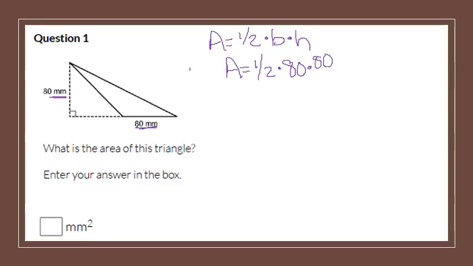So then all I'm going to do is multiply this out. If you would like to use your handy dandy calculator, feel free. And you're going to multiply 1/2 times 80 times 80. And you do get 3,200, and that would be millimeters squared.